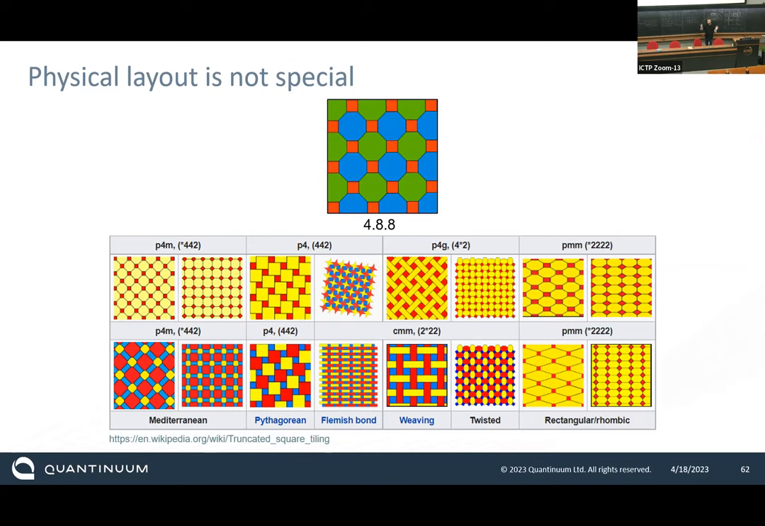So you can lay these things out. If you have a computer that has long range connectivity, like ions, you could have all sorts of geometries if you want. So the connectivity isn't really so important. These things just help us visualize what the stabilizers look like in an abstract manner.